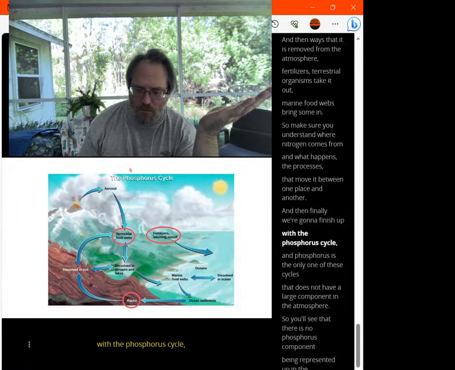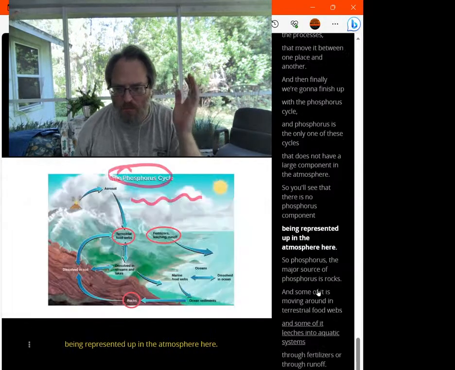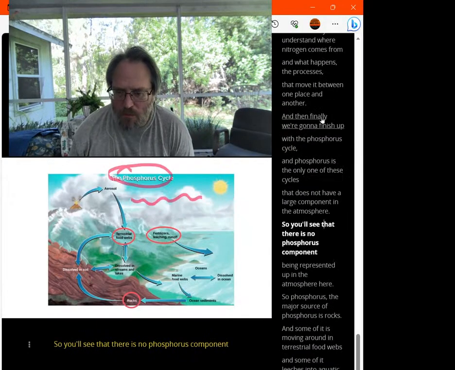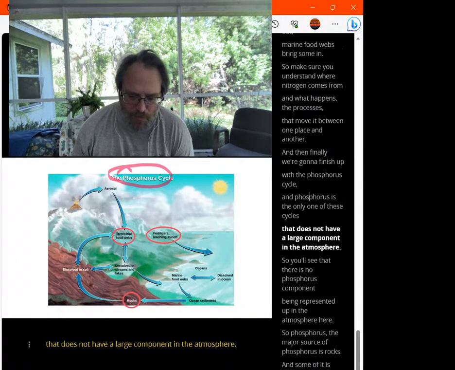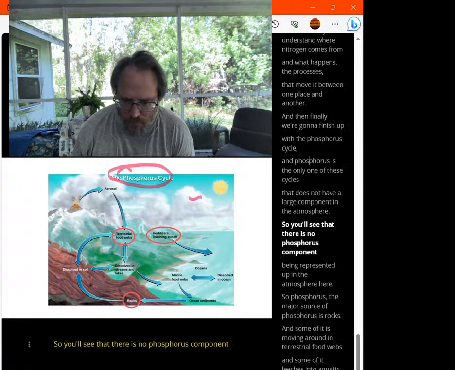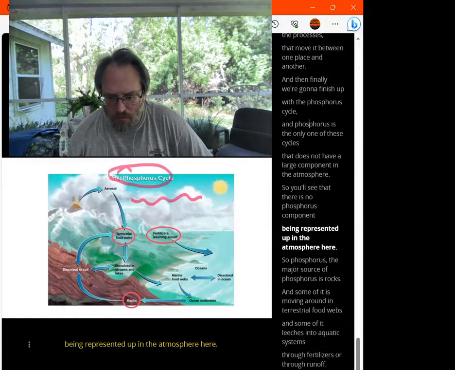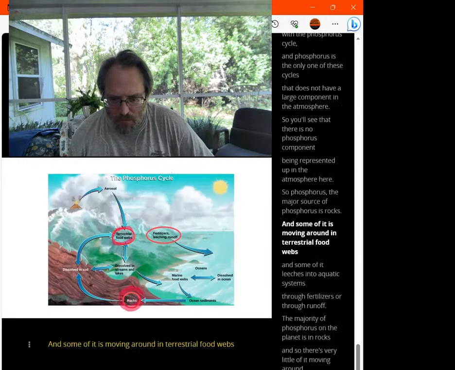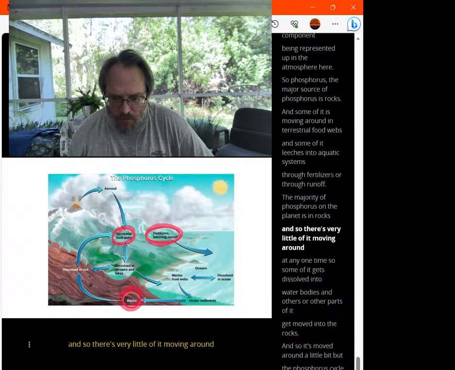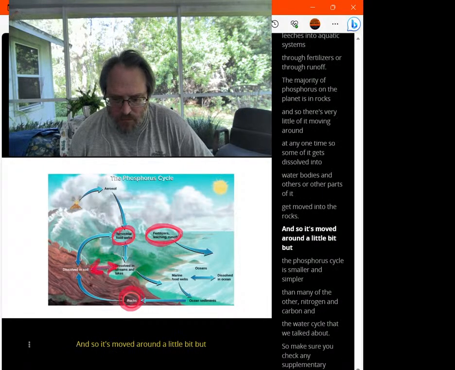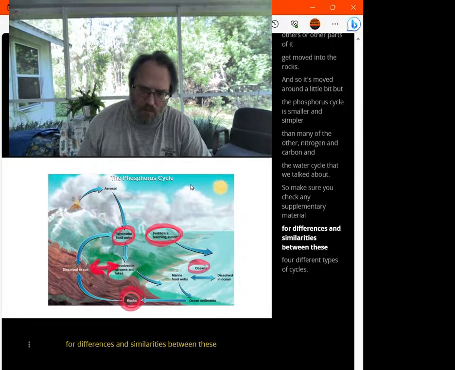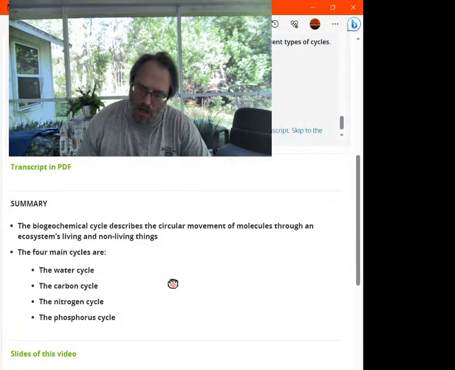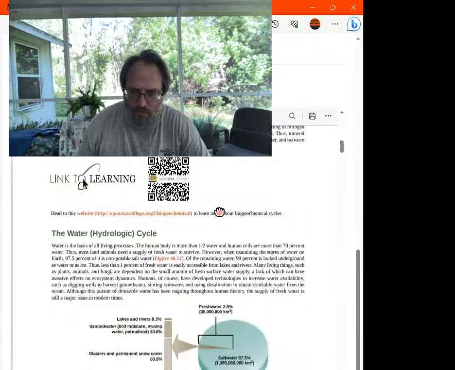Finally, we're going to finish up with the phosphorus cycle. Phosphorus is the only one of these cycles that does not have a large component in the atmosphere. So you'll see that there is no phosphorus component being represented up in the atmosphere here. Some of it is moving around in terrestrial food webs, but little of it is moving around at any one time. It's moved around a little bit, but the phosphorus material for differences and similarities between these 4 different types of cycles, we'll have to go over that for sure.